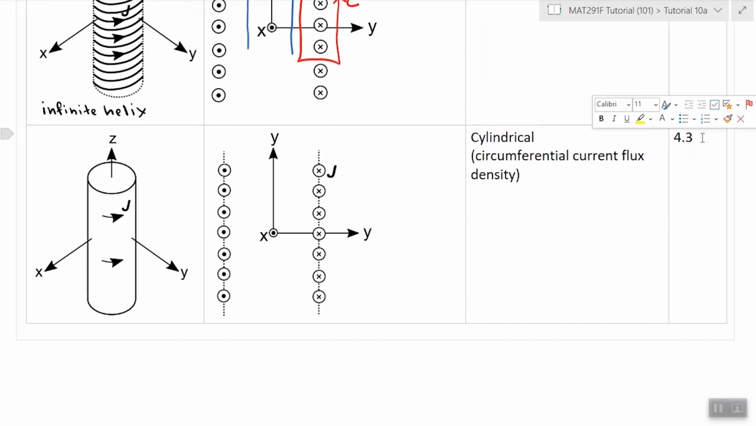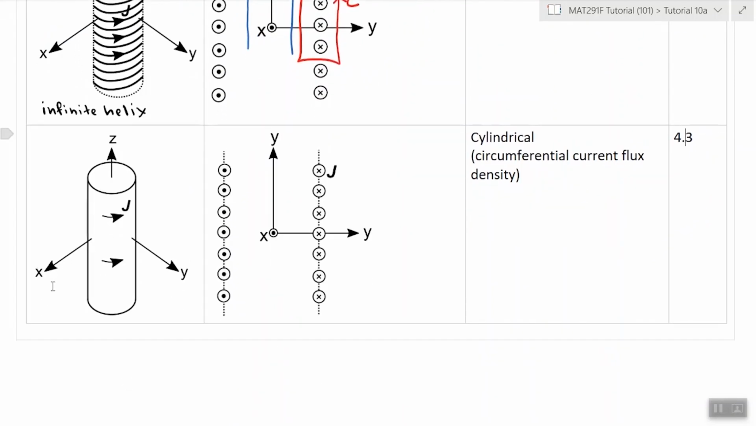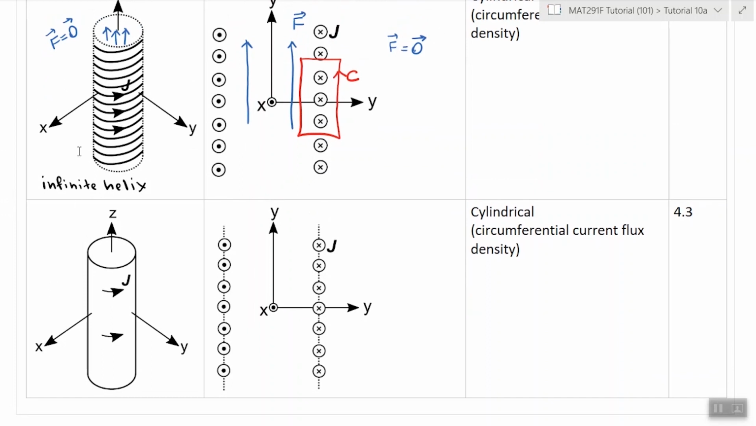Also in section 4.3, there is a bit of discussion about other kinds of cylindrical geometries where the current is circumferential. One of those would be when instead of this helical kind of geometry, you just have a sheet of current. You could also have a shell with current that's not thin. So you would have some sort of thickness to the shell.